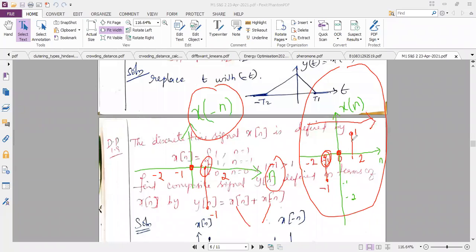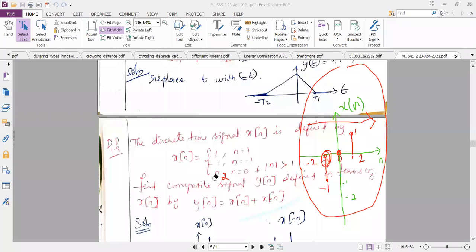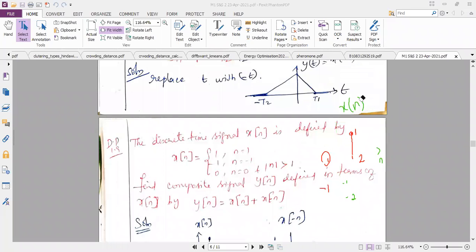Can anybody tell me now where I have to plot that? N is equal to 1. -1. Very good. N is equal to -1. So what should be the amplitude I have to maintain? +1. Okay. So now we have completed the graph of x of n and x of -n. Now the final work is we have to add both so that I'll be getting y of n.